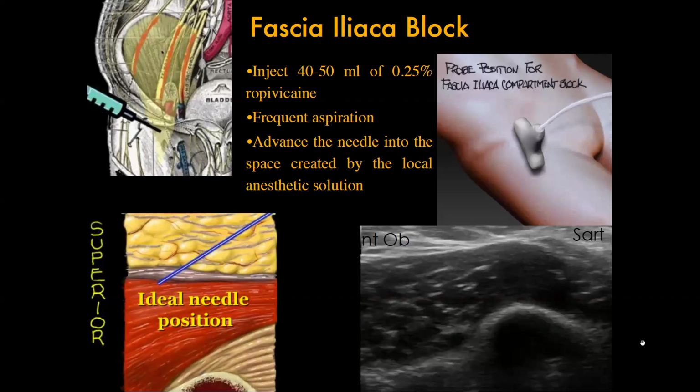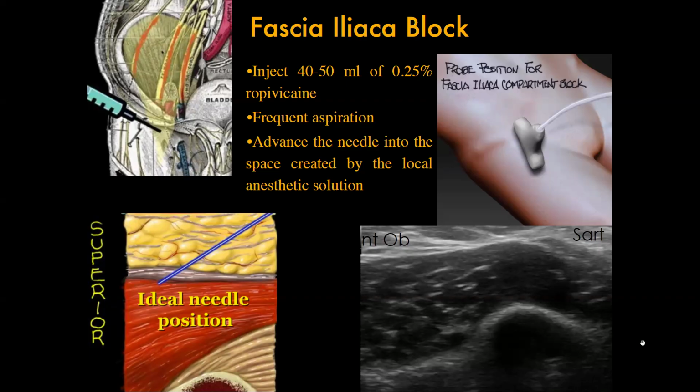So picture your TAP block, right? You got your external, internal, transverse abdominis. The internal oblique is joining the inguinal ligament, and caudad to that, the sartorius, and this is the bow tie sign. And so what you do is you take your needle through the sartorius muscle, and the best way to find this is to put your probe.